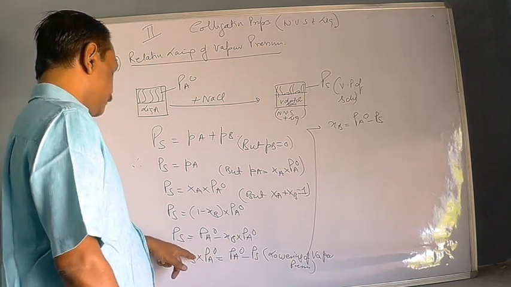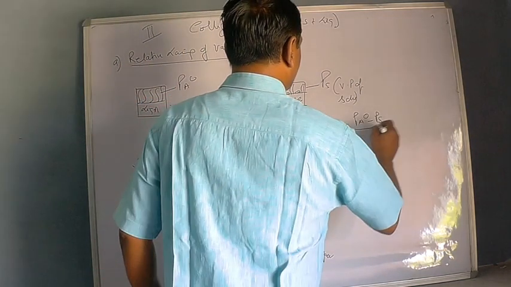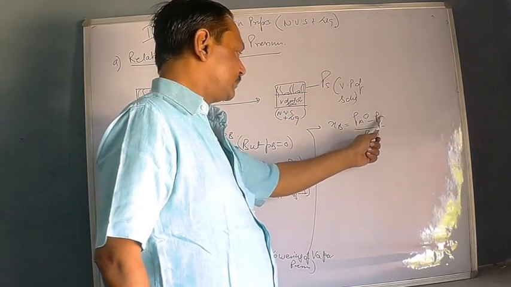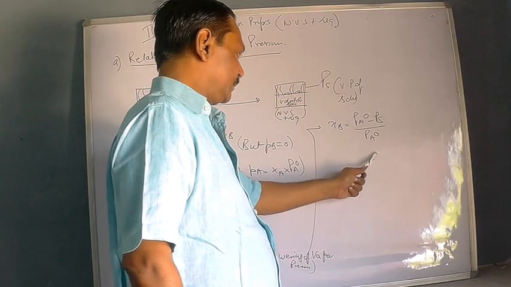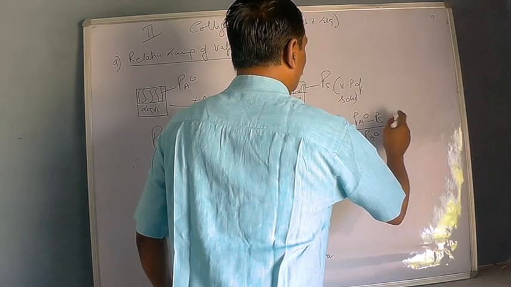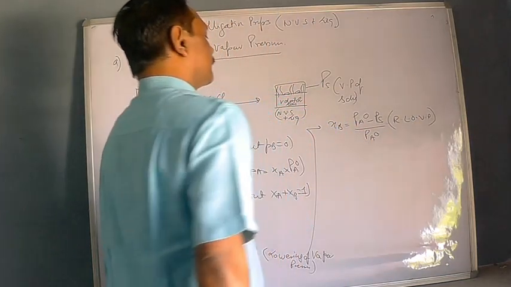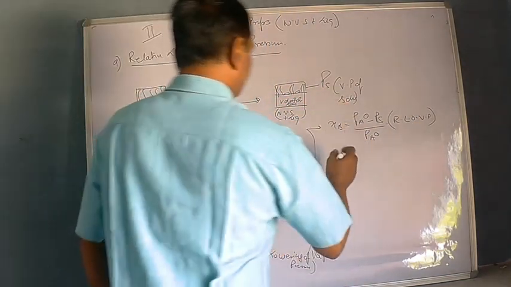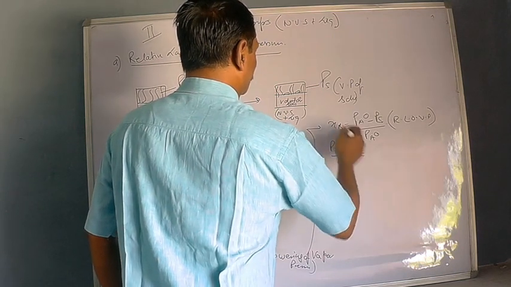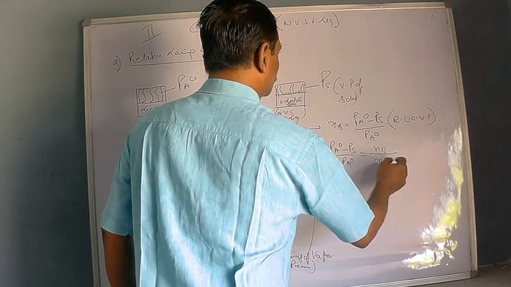Now in the next step, we are going to divide the lowering of vapor pressure by PA0. So class, if this was my lowering of vapor pressure and this was my original vapor pressure, then lowering of vapor pressure divided by original vapor pressure gives me relative lowering of vapor pressure. Let's further open it: PA0 minus PS upon PA0. Mole fraction of B, you all know, is the number of moles of solute upon number of moles of solute plus solvent.